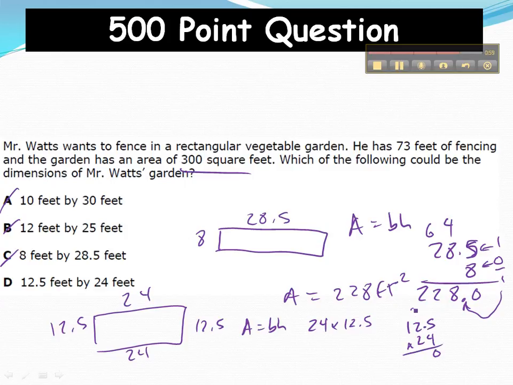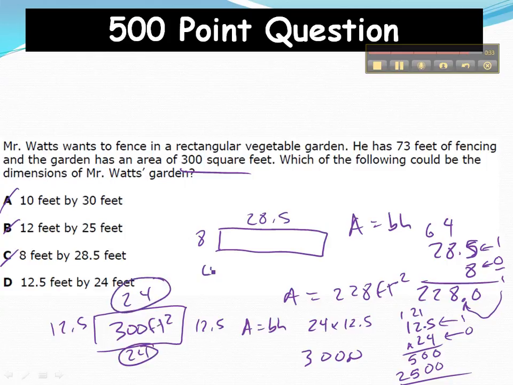5 times 4 is 20, carry the 2. 2 times 4 is 8, plus 2 is 10, carry the 1. 1 times 4 is 4, plus 1 is 5. And then 5 times 2 is 10, carry the 1. 2 times 2 is 4, plus 1 is 5, and 1 times 2 is 2. Add those up, you get 300. 1 decimal place here, no decimal places here, so 1 decimal place in our answer. So the area is 300 feet squared.